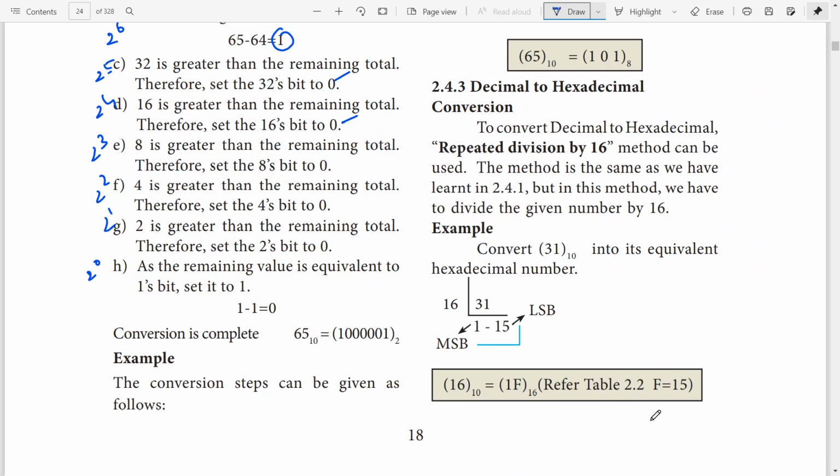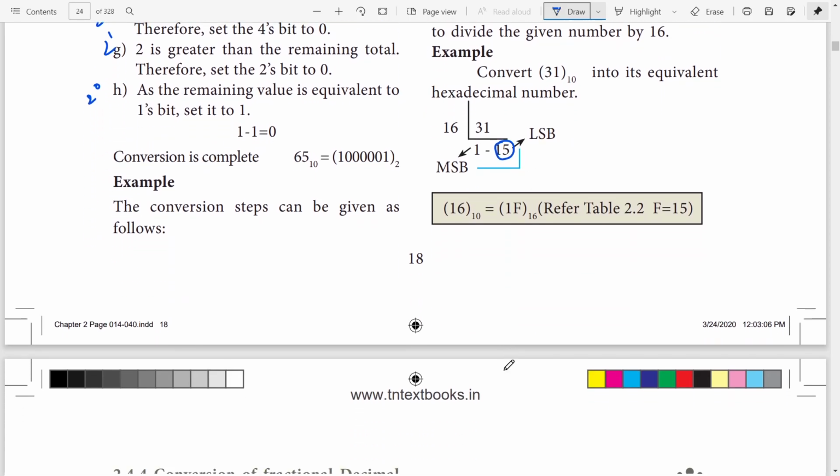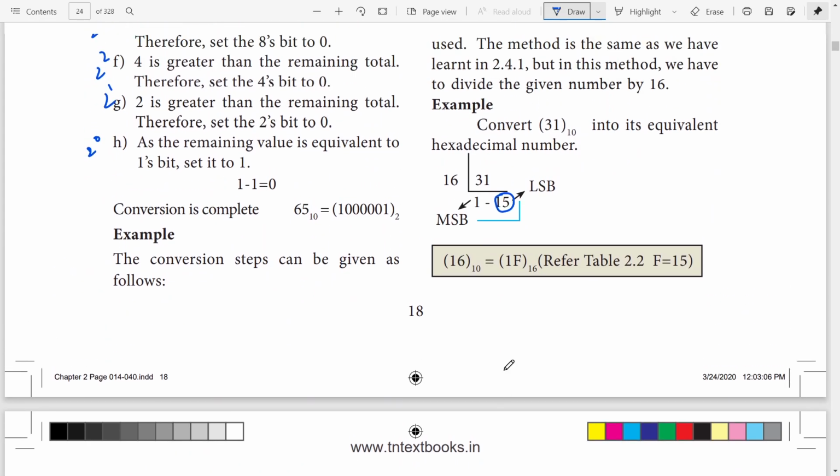Decimal to hexadecimal. The same method can be applied here also. Dividing by 16, 15 is a remainder. 15 is represented as F. So it is 41 in base 16.